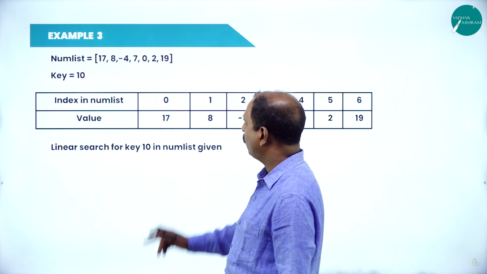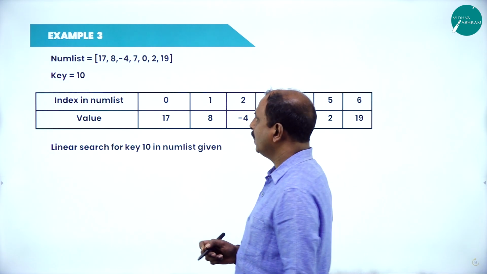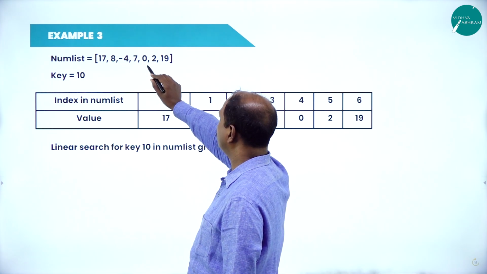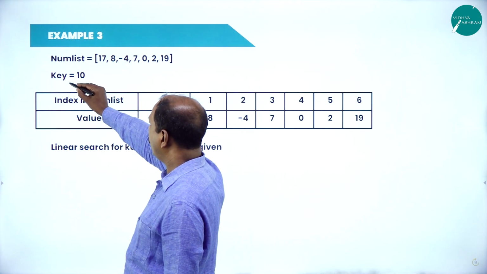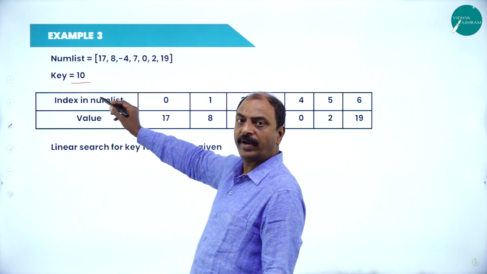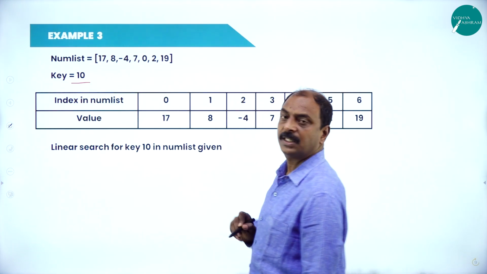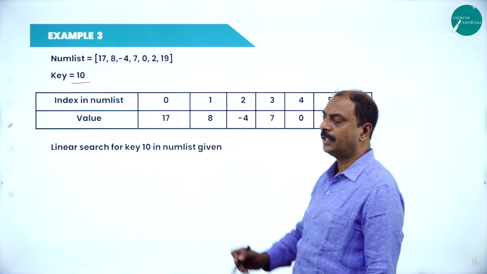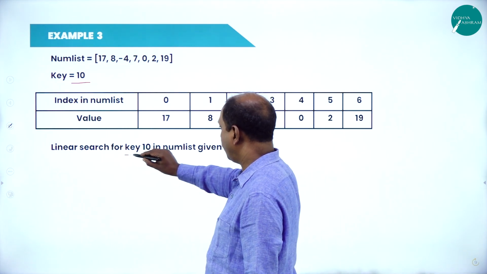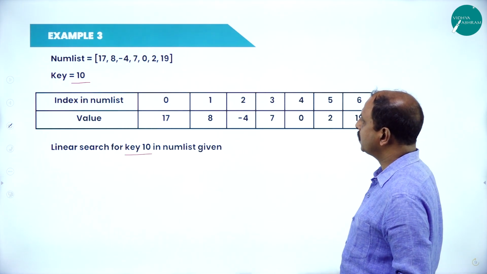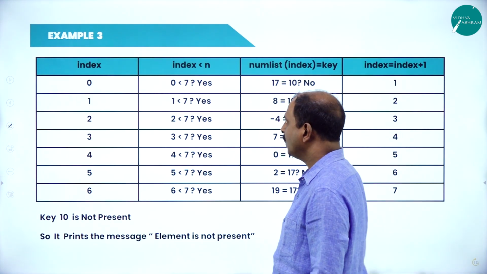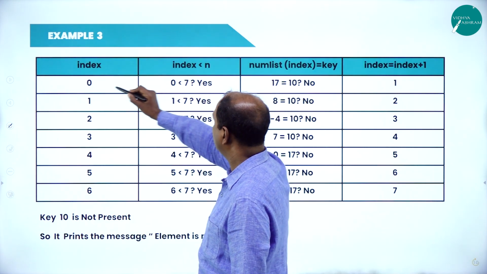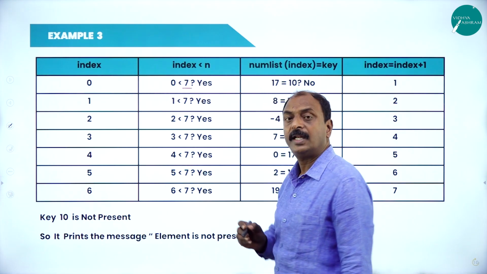Now let us go for one more example, that is example number 3. Let the given list be 17, 8, minus 4, 7, 0, 2 and 19 and key value is 10. Means we have to search for the value or element 10 in the given list. So here this is the index and this is again the elements at the particular index. So linear search for key element 10 in the number list given. Now let us start the procedure as per the algorithm. First we are going to compare the element starting with the index. So first one is 0, index less than 7. Here 7 is the length of the given list.